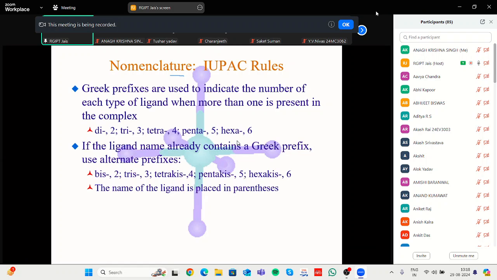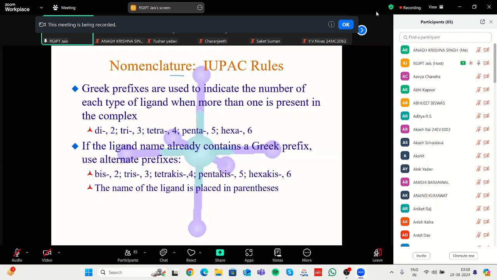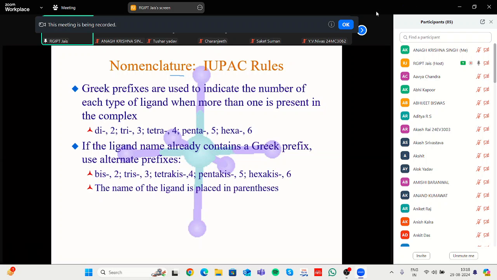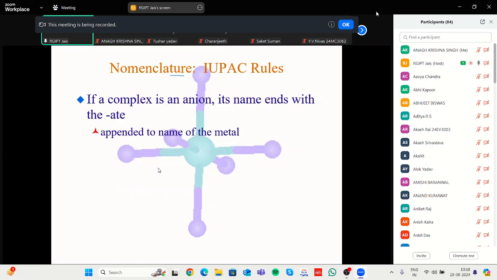Then if the ligand name itself contains a prefix like bi, tri, tetra, penta, it is written in the form of bis, tris, tetrakis, meaning an alternative prefix. Some ligands have such prefixes, that's why the ligands are placed in alphabetical order.